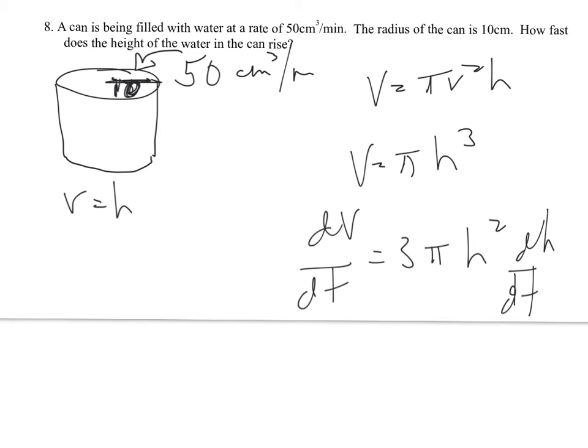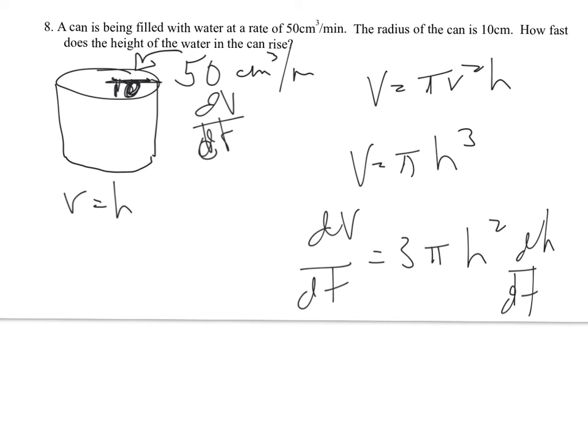Okay, so we have a can that's being filled with water at a rate of 50 centimeters cubed per minute. That means that is going to represent our dV/dt because the water is being filled into the can. The radius of the can is 10 centimeters. How fast does the height of the water of the can rise? So we're going to make an assumption that radius and height are equal, just to make our life slightly easier.